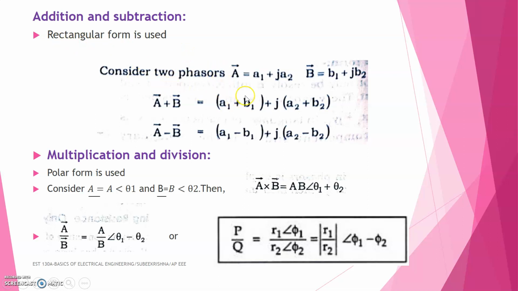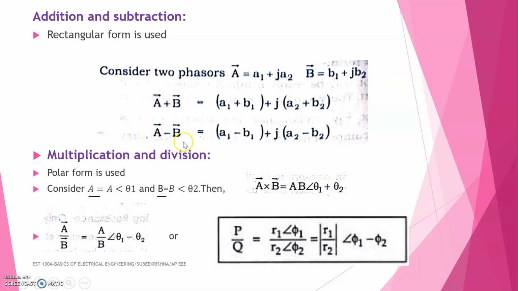So consider two phasors. Phasor A is equal to A1 plus jA2 and phasor B is equal to B1 plus jB2. From this expression, we know that this is the real part of this phasor and this is the imaginary part. And here also, this is the real part and the second one is the imaginary part. In the case of addition, we are simply adding these two phasors, that is A plus B, which is equal to, we should add the real parts first, that is A1 plus B1, plus j into A2 plus B2. So this will give us the sum of these two phasors.